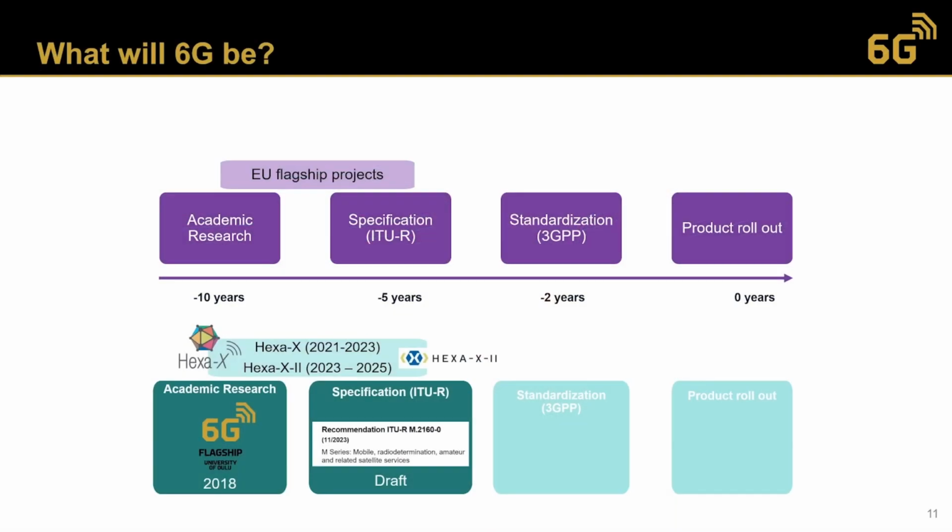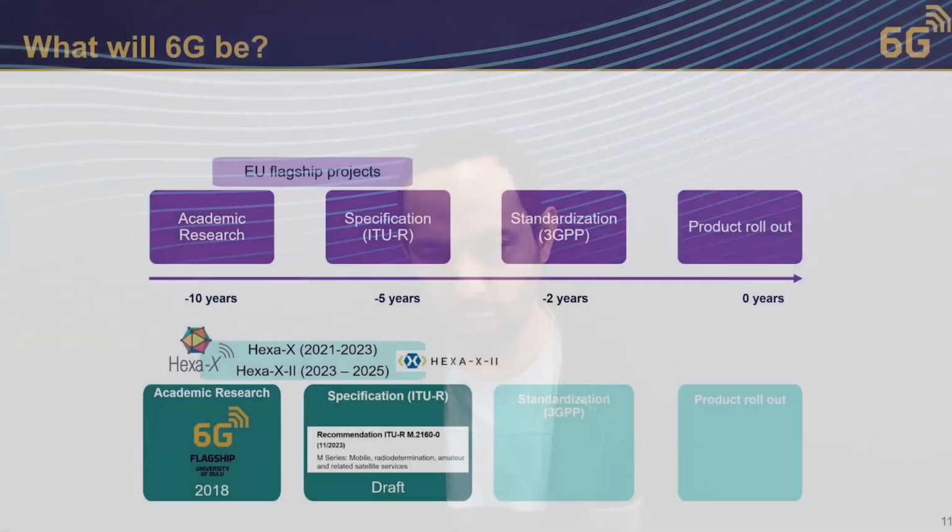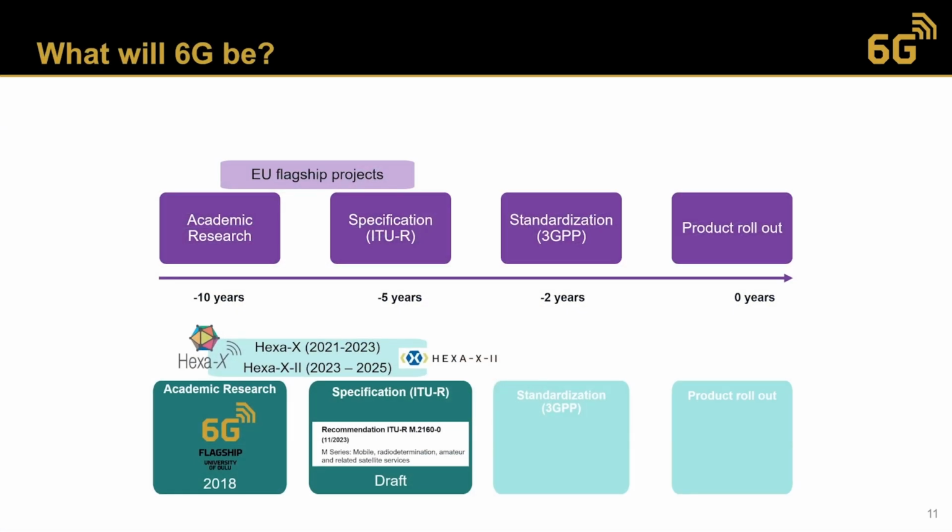So with 6G, we can see that the academic research in 6G started actually right here in 6G Flagship in 2018. That's even when we did not have 5G. And then in 2023, now about 2 years ago, a draft specification of IMT-2030, which will define what 6G will be, was released. Okay. And also we have seen that EU flagship projects Hexa-X and Hexa-X-II were running from 2021 to 2025. And then last year in 2025, also the standardization process for 6G kicked off in March, and then hopefully towards 2030 we'll have the first 6G product rolled out.